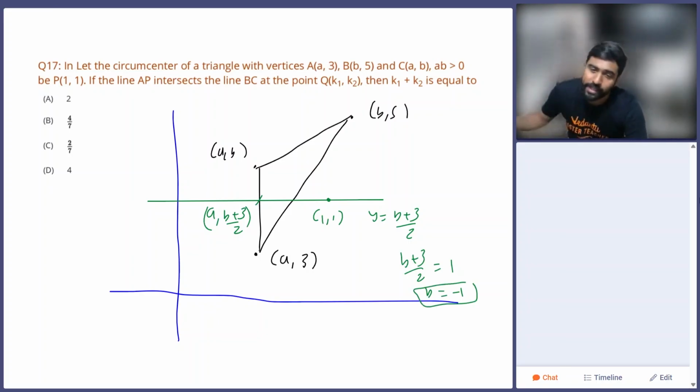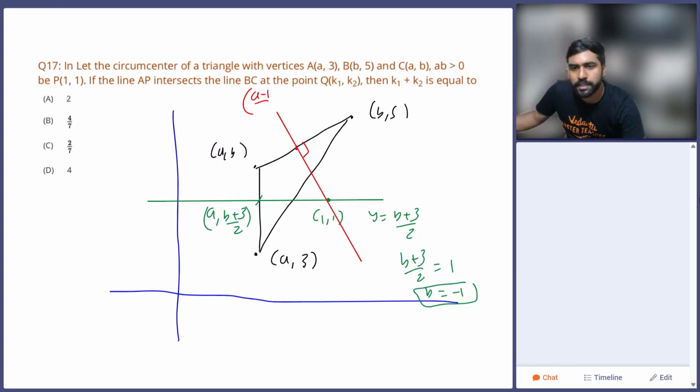Now let's think about how I can get the value of a. For that, let's draw a perpendicular bisector from this (a, b), which will also pass through (1, 1). What is this point going to be? This point will be ((a plus b) by 2, (b plus 5) by 2), which is ((a minus 1) by 2, 4 by 2 or 2 itself).